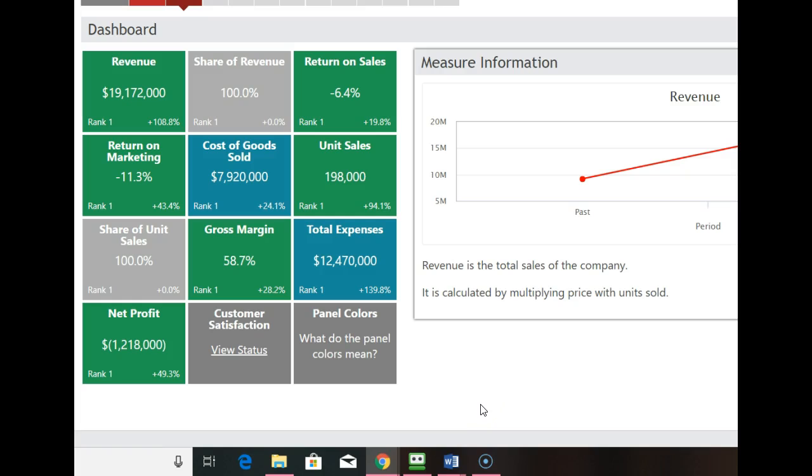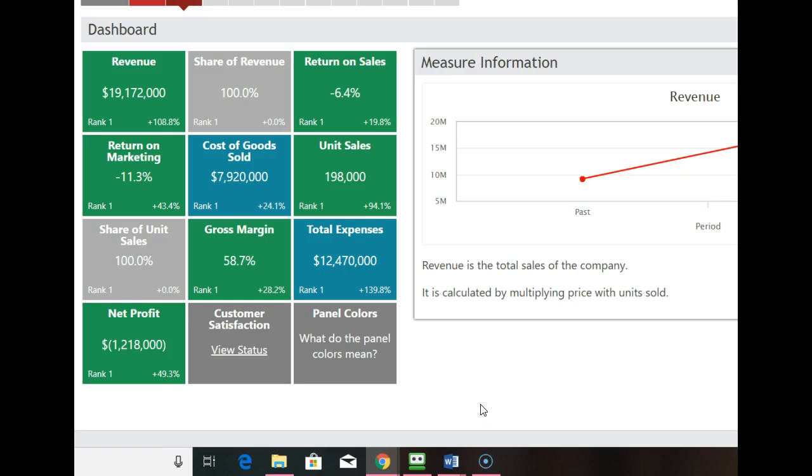So thank you so much for your time. We looked at unit sales, return on sales, and revenue to try to determine what changes we could make in the simulation to get our customer service and customer satisfaction numbers up, etc.